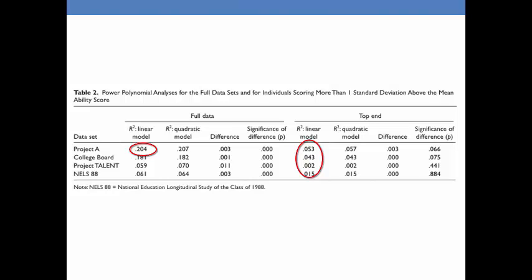Let's look at the part of the table for the full data. They reported the R-squared for the model, that is the fit of the model. At best, which is in Project A, it is 0.20, accounting for 20% of the variation in the criterion. That is not very much. In the other datasets, it's even lower. And in the data at the top end only, it is minuscule. For most management and professional jobs, it is that top end where we are operating.